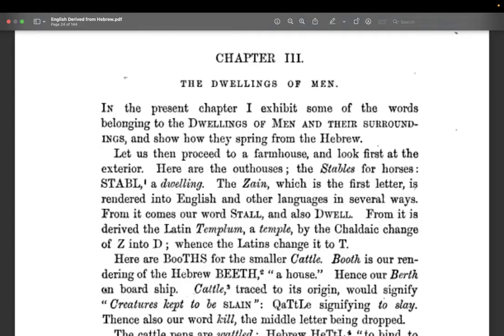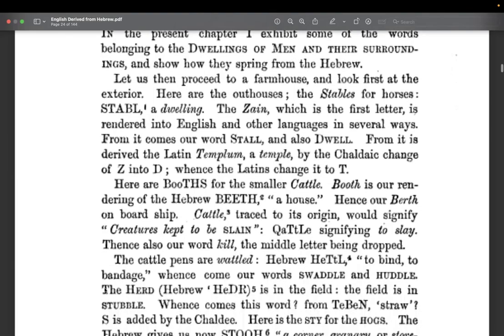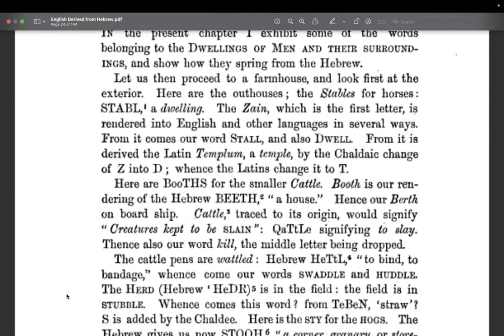In the present chapter, I exhibit some of the words belonging to the dwellings of men and their surroundings, and show how they spring from the Hebrew. Let us proceed to a farmhouse and look first at the exterior. Here are the outhouses, the stables for horses, stabel, a dwelling.